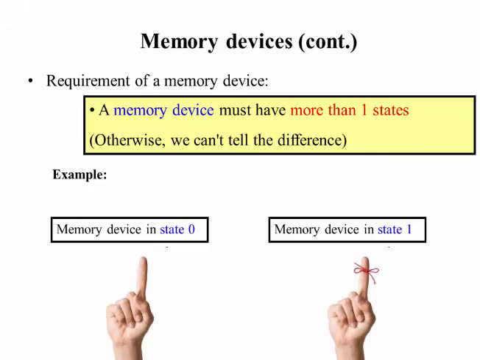Requirement of a memory device: a memory device must have more than one state. Otherwise, we can't tell the difference. So memory device in state 0, nothing on the finger. Memory device in state 1, a bow on a finger.